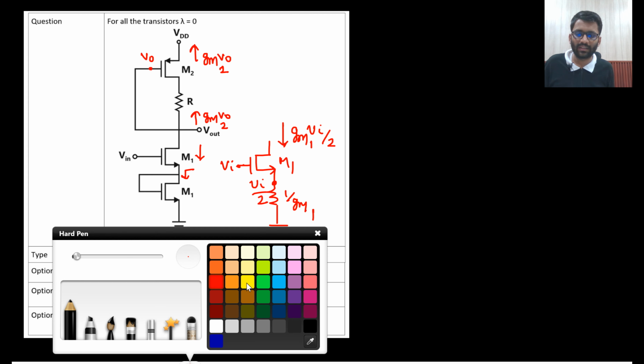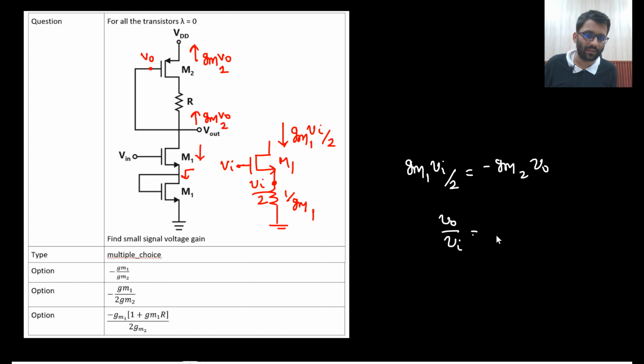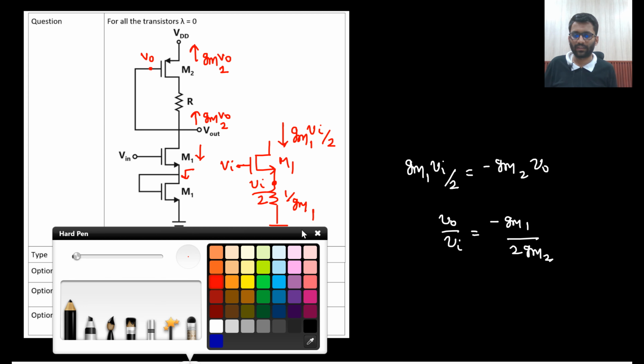So basically what you got, only in one line you will be able to answer it. GM1 V in by 2 would be equal to minus GM2 V naught, right? This upward current, if I interchange the direction, would be minus GM2 V naught. So what will be your V naught by V in? V naught by V in would be minus GM1 divided by 2 GM2. That's it. So option 2 is correct.